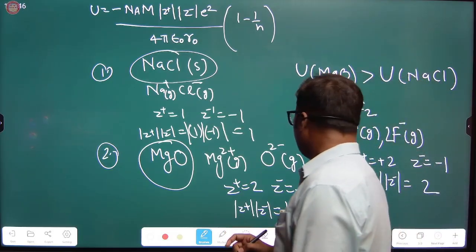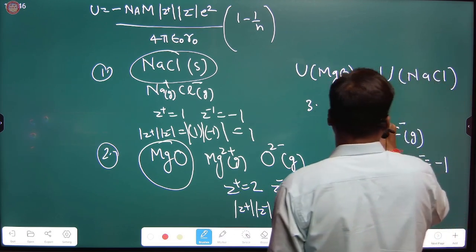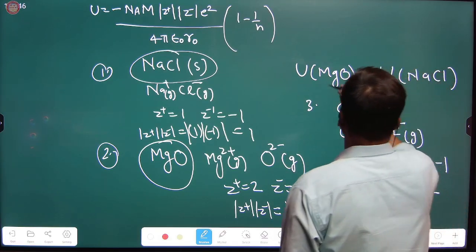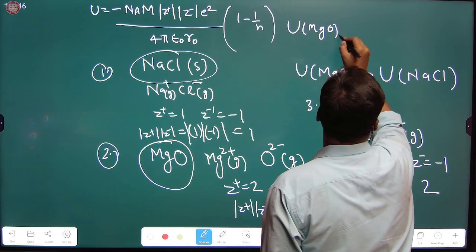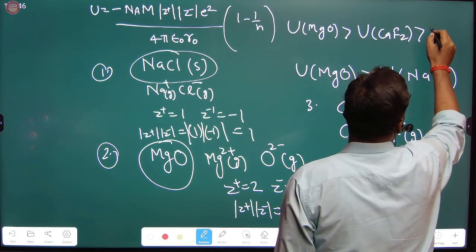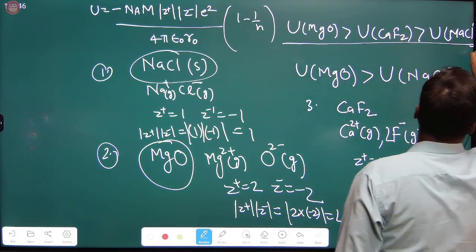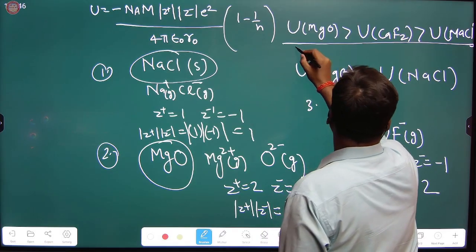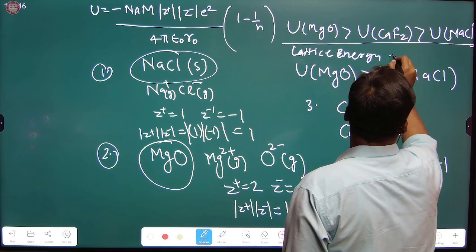So you can say that the lattice energy of this calcium fluoride is lesser than that of MgO. So in order, U of MgO is greater than U of CaF2, which is greater than U of NaCl, right? So this is the order of lattice energy in ionic solids. So lattice energy decreases.